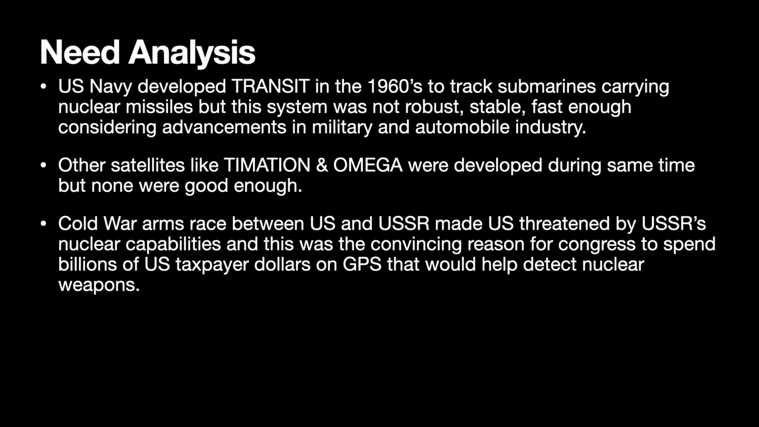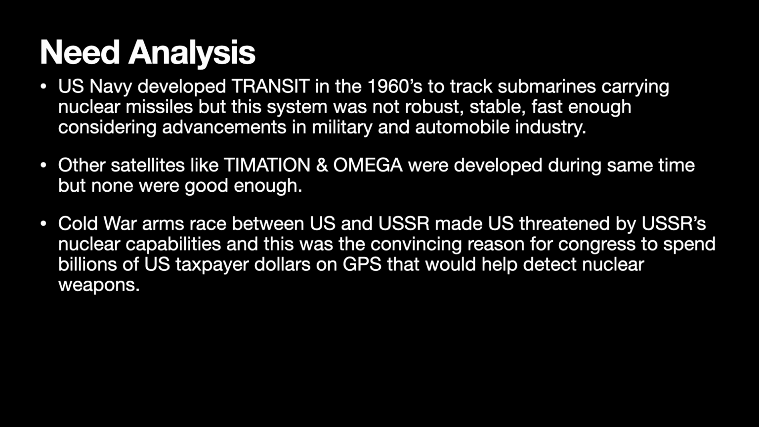There were other similar systems developed during this time frame, such as the Timation satellite in 1967, which used clocks accurately in space. There was the Omega navigation system, which was a ground based system based on comparison in phases of signal transmission from pairs of stations. However, due to scalability and accuracy limitations in all these systems, and with advancements in the military and civilian automobile industry, there was need of a solution which was more accurate and universal.